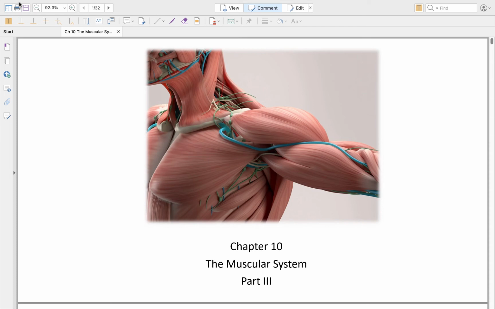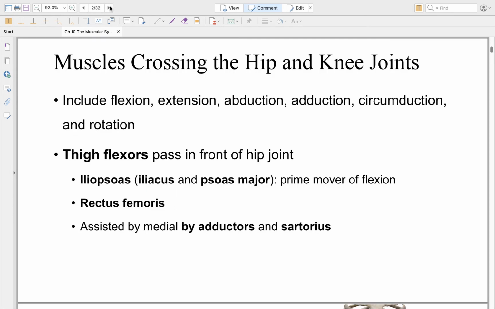Welcome to Chapter 10, Part 3, the muscular system. So today we're going to talk about the muscles of the lower limbs, like the hip and the knee joint. Now, muscles crossing the hip and knee joint are able to flex and extend. They can abduct and adduct, and circumduction and rotation are all possible with these different muscles and joints.